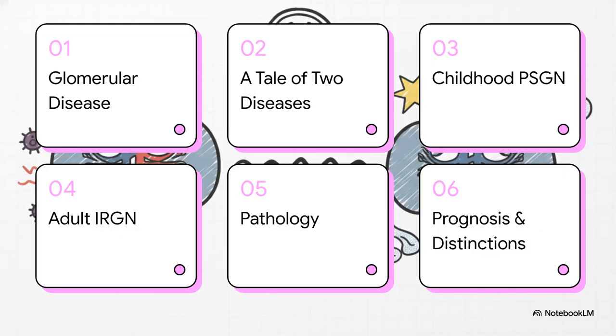So here's our game plan. First, we'll set the stage and talk about where nephritic syndrome fits into the big picture of glomerular diseases. Then we'll introduce our two main players, PSGN and IRGN, and we'll spend some real time on what makes each one unique. After that, we'll dive into the pathology, what we see under the microscope, because that's where the differences really pop. And we'll wrap up by comparing their outcomes to really hammer home the key distinctions.